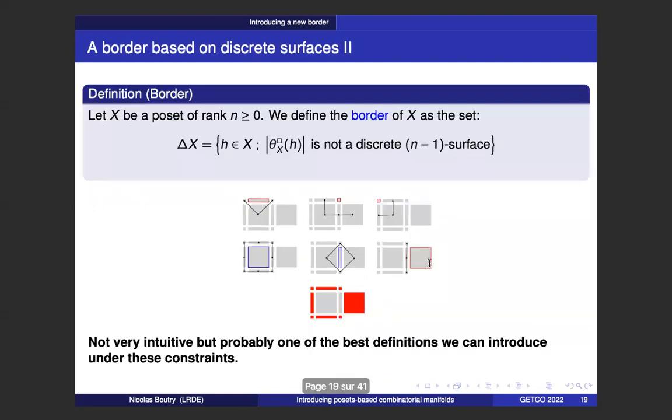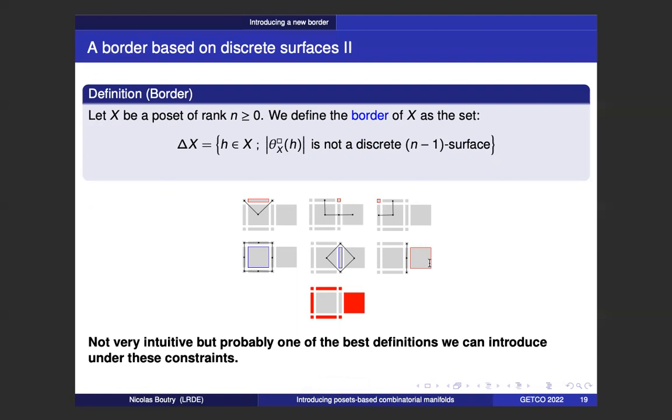No, so the definition I propose is the following. We can start from a poset X, or from 0 at least. We define the border as the set of points in this poset where the neighborhood is not a discrete surface. So I use discrete surface to define something more subtle than discrete surface. For example, how can we compute this border?